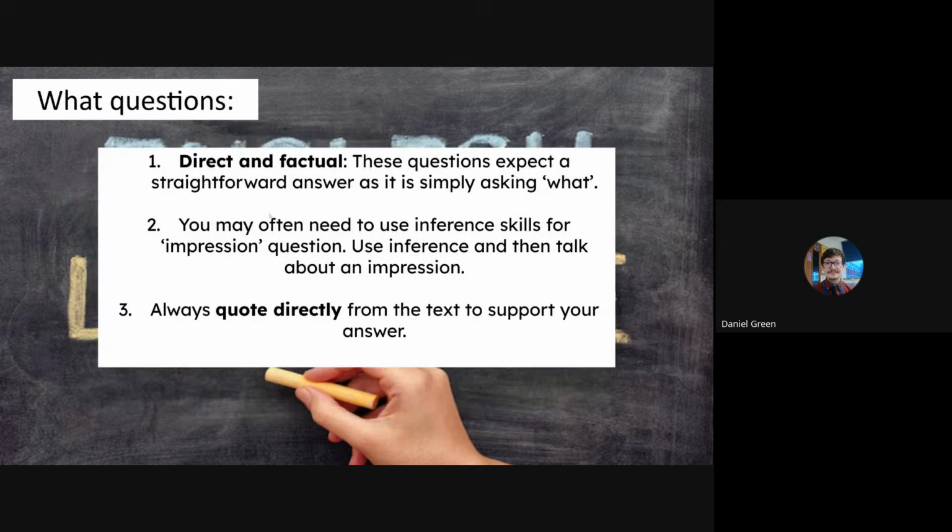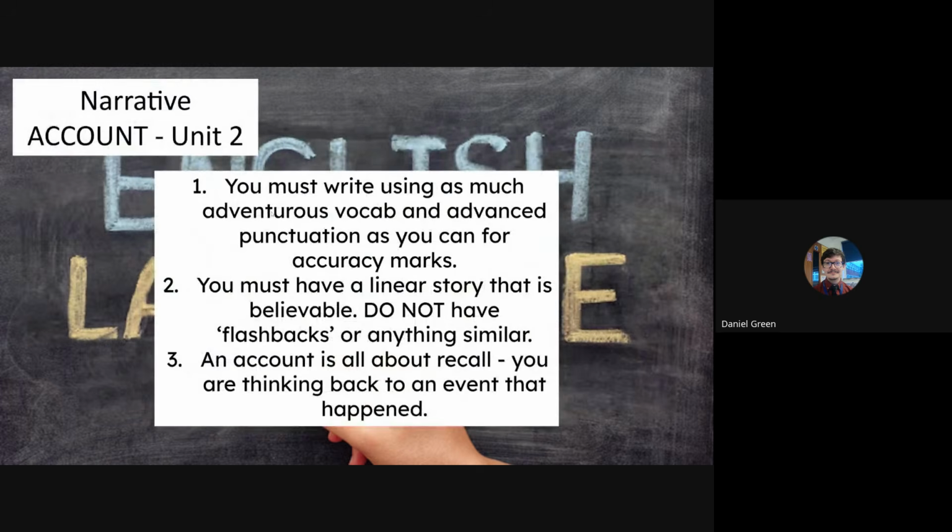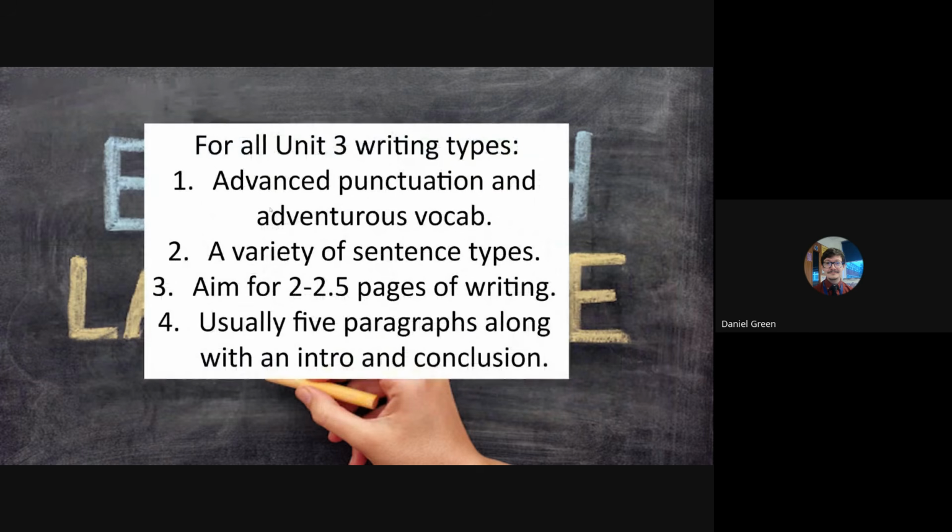Now, in terms of writing, Unit 3 writing types. Please, for all of them, use advanced punctuation and adventurous vocabulary. So advanced punctuation would count as things like semicolons, dashes, colons, technically exclamation marks and question marks less so, but exclamation marks would count. Try to use them as much as you can.